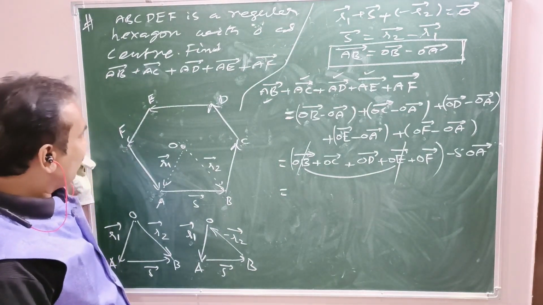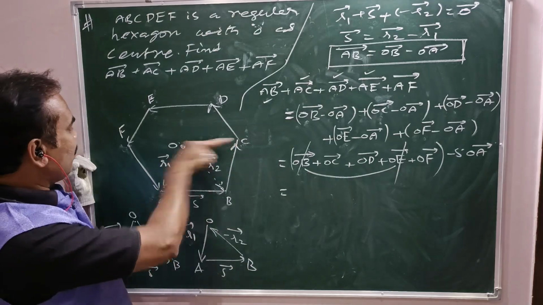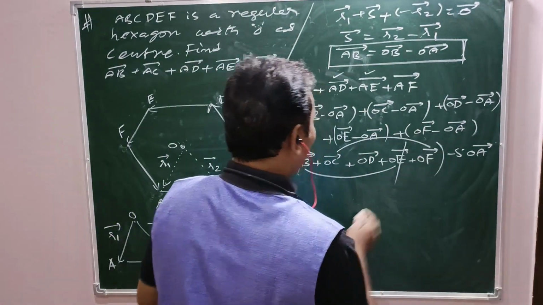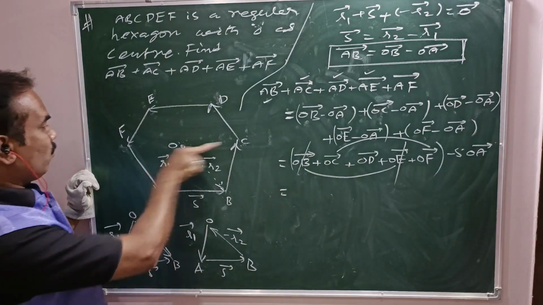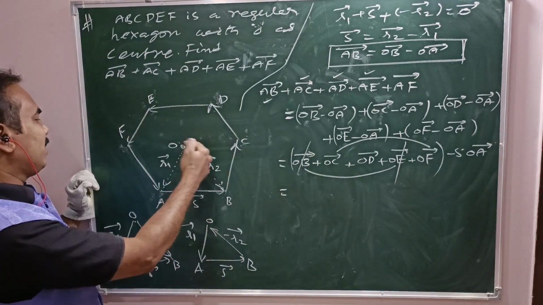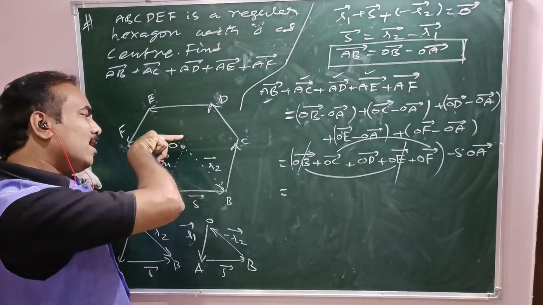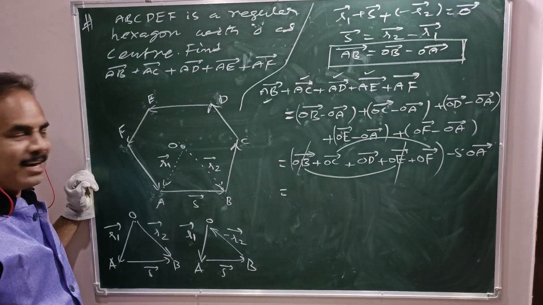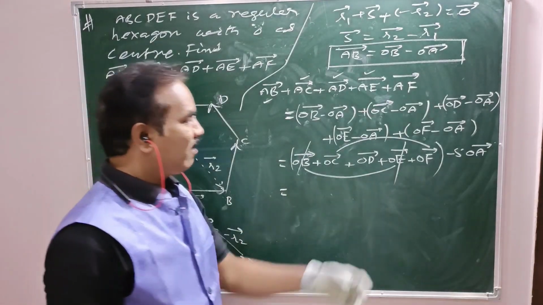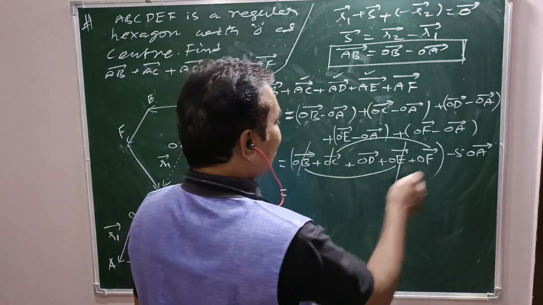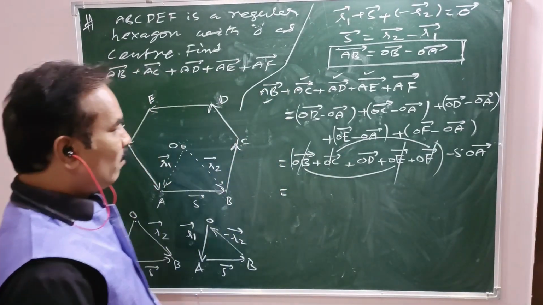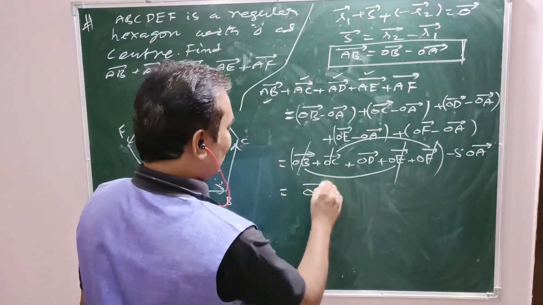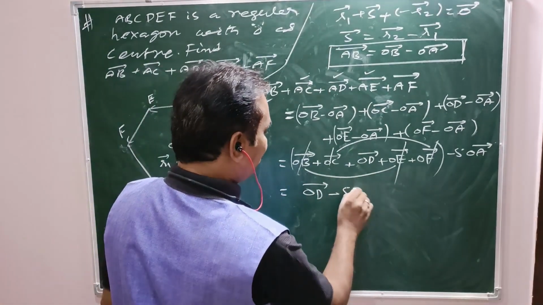Similarly, where is OC? Here OC bar, OF also there. OC bar and OF bar are mutually negative vectors, the same in magnitude but opposite in direction. That is the reason both cancel with each other. Right? We are left with OD bar. That is OD bar minus 5 times OA bar.